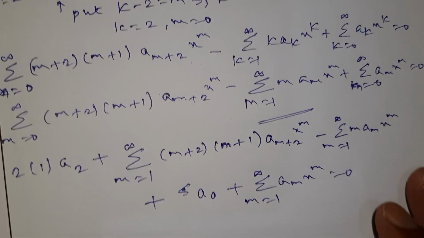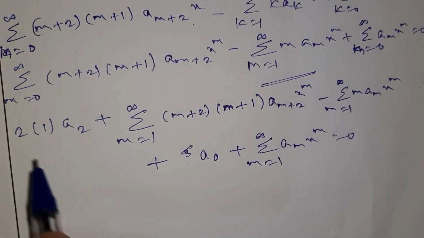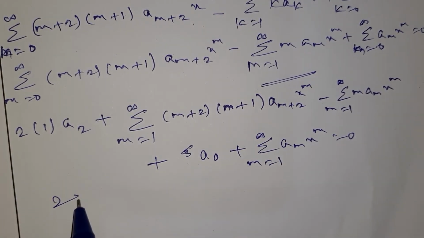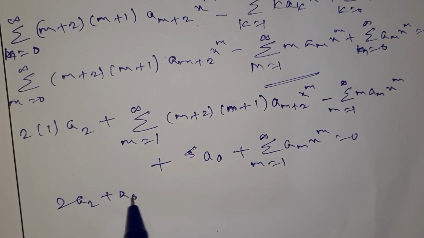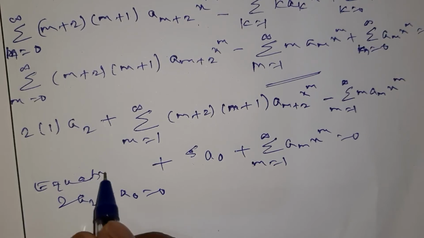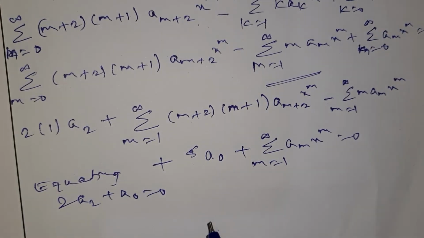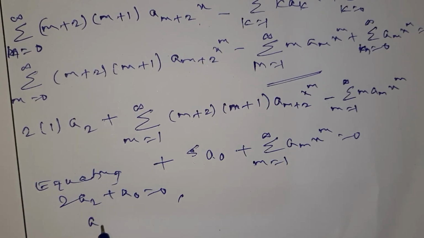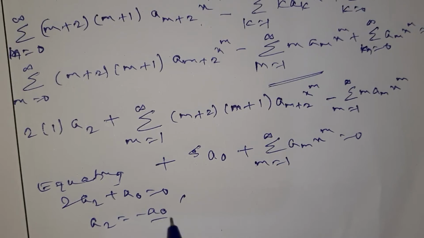Collect the constant terms here. There are two constant terms. Which are the two constant terms? 2a2 plus a0. 2a2 plus a0 is equal to 0. Equating. Correct? Next one is, if 2a2 plus a0 equal to 0 means a2 is equal to minus a0 upon 2.